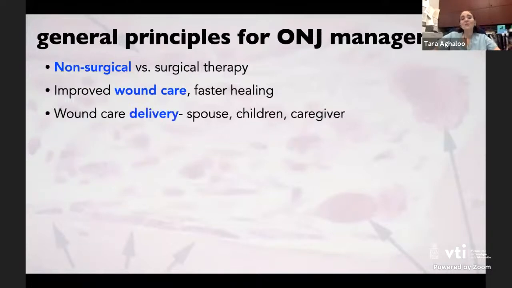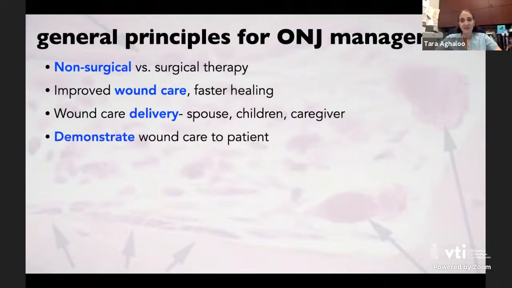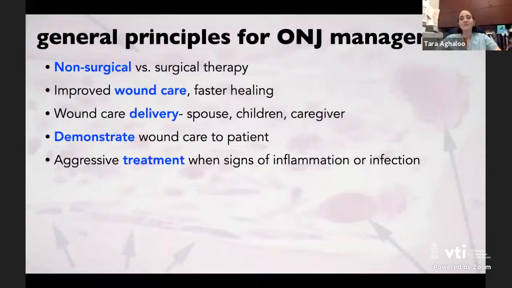As I said, the wound care delivery might not be by the patient, him or herself. It might have to be done by a spouse, by a child, by a caregiver. And so having these options and bringing those people to the appointment and actually demonstrating how to do it is really helpful. So I do that quite a lot. Demonstrate it, definitely. Aggressive treatment when there are signs of inflammation or infection, and the wound care has to be aggressive. So you have to get in there and scrub, scrub, scrub.